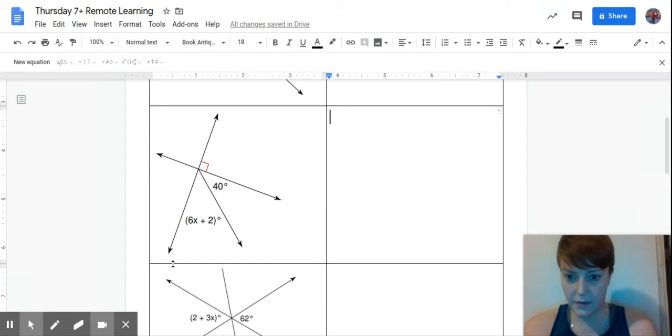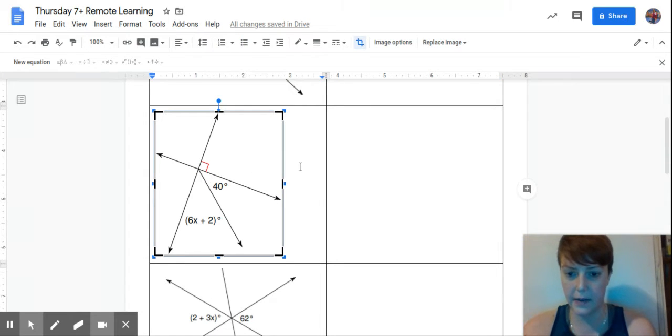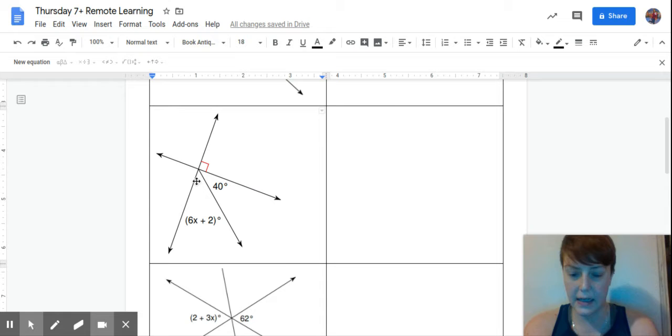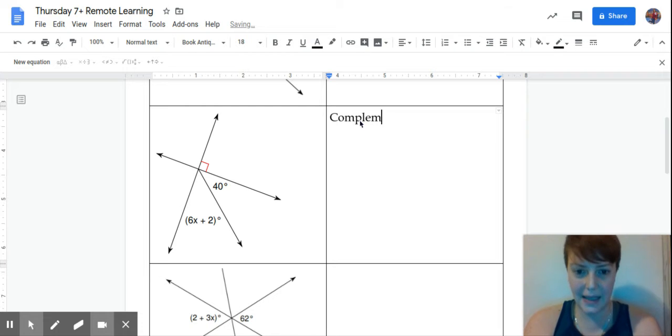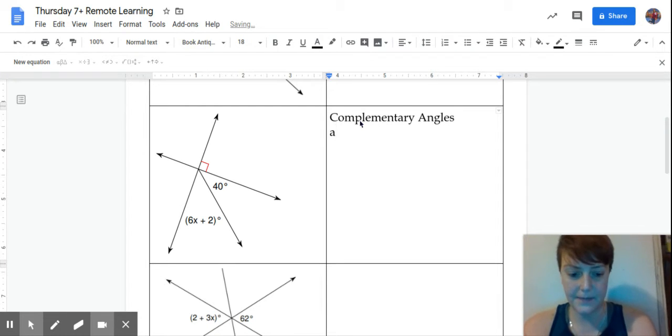So here we have two perpendicular lines and a ray coming off of that intersection. And so all 4 of these sections are going to be 90 degrees, which means that these two angles right here are complementary angles. Their angle measures add to be 90 degrees.